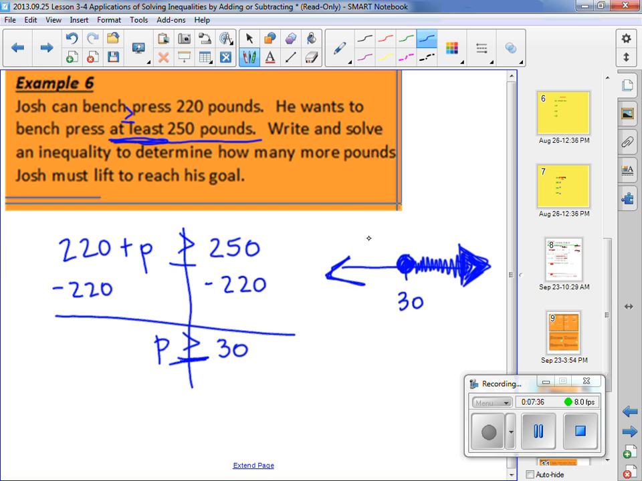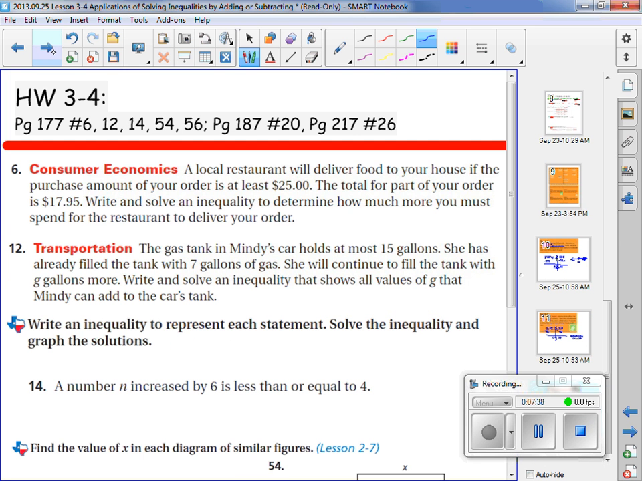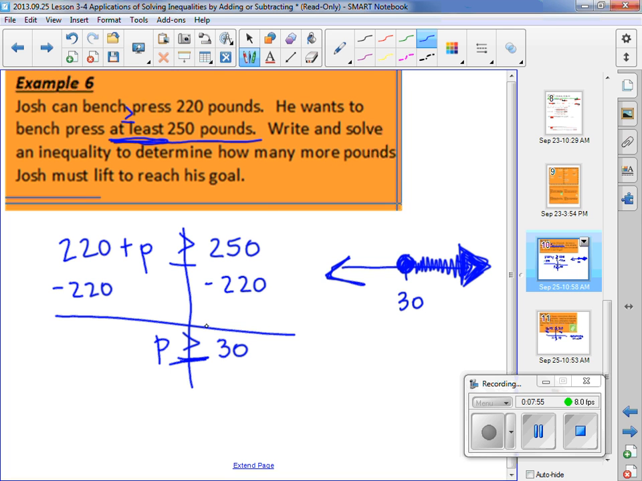That's correct. Okay, so on the homework, it's on page 177. Here's the problem numbers. I forgot to snapshot it, but you should make a graph for each of these as well. Okay, so do just like what we did on the example. You should set it up, you should solve it, and then make a graph. Okay?